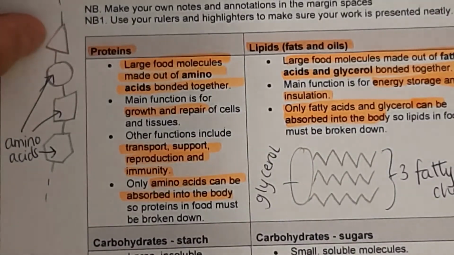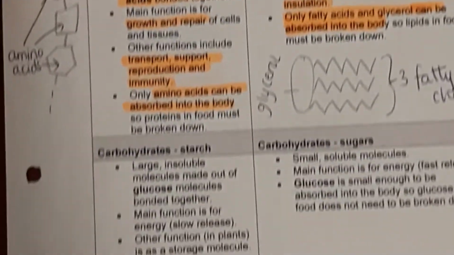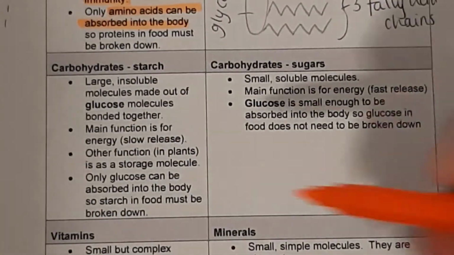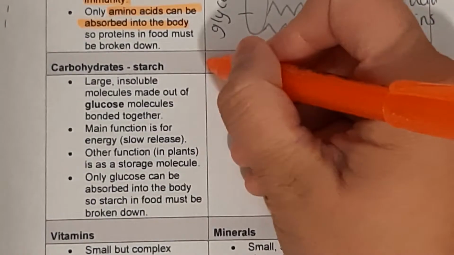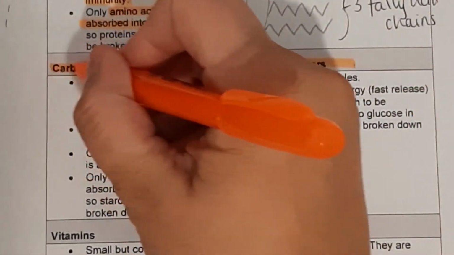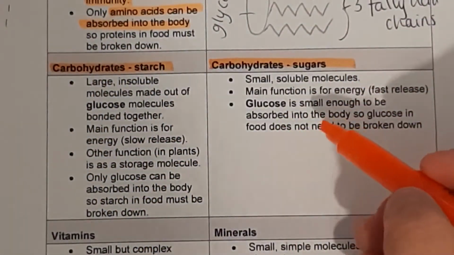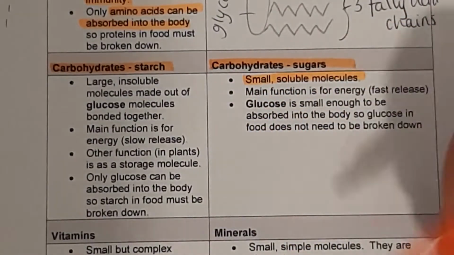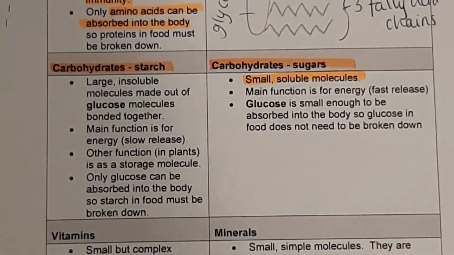Okay, we're going to move on to carbohydrates. There's more than one type of carbohydrate that we're going to look at: carbohydrate in the form of sugar and carbohydrate in the form of starch. Interestingly, we're going to look at carbohydrate in the form of sugar first. Sugars are small, soluble molecules, and these can just be digested.